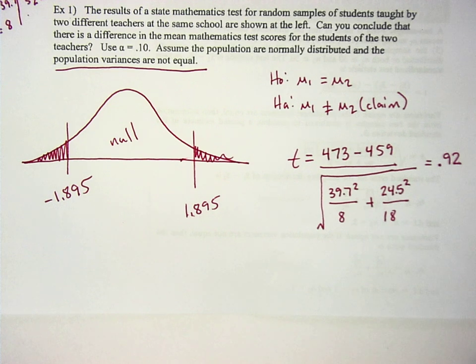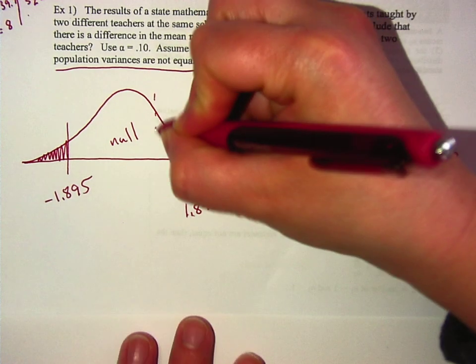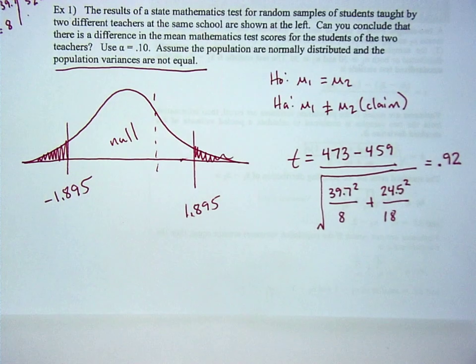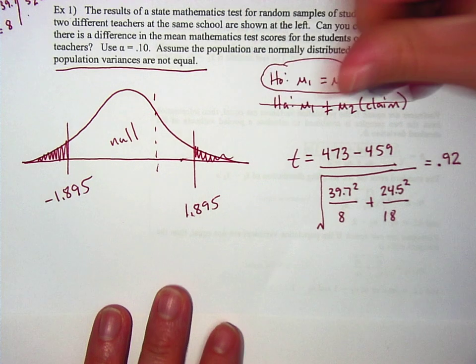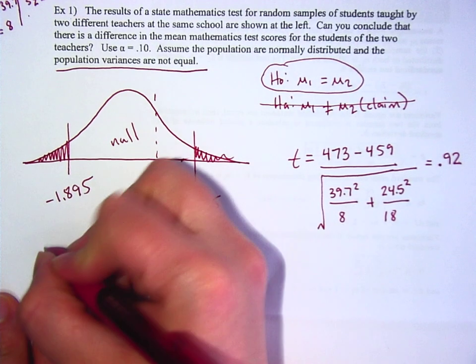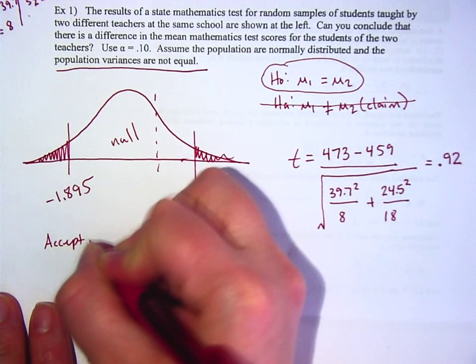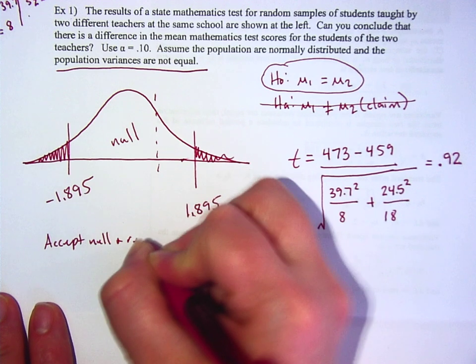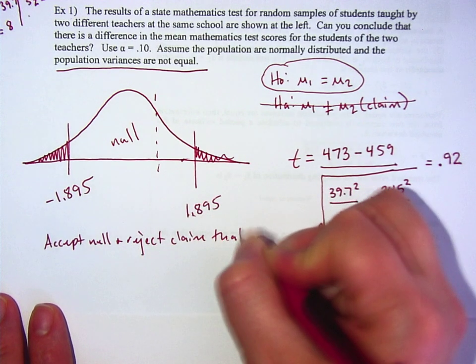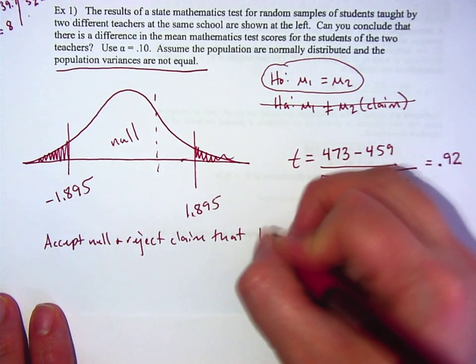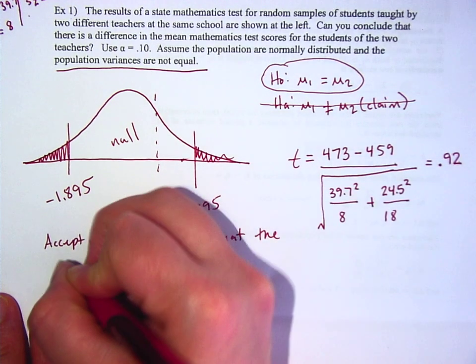All right, I got 0.92. You guys get 0.92? All right, so that falls right about here, which means I'm going to accept the null and reject the claim that the classrooms are different.